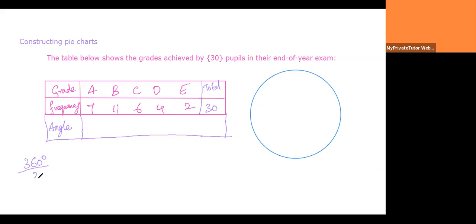So if we divide the total angle by the total frequency, we'll get the angle for each. What is that? 12.